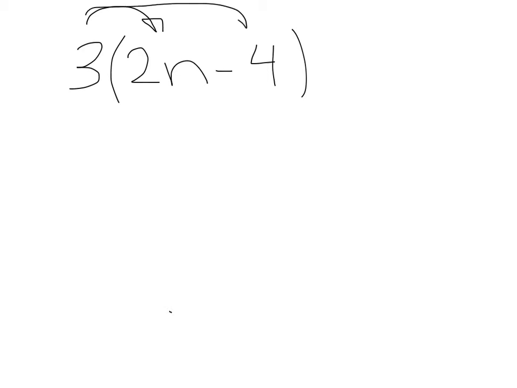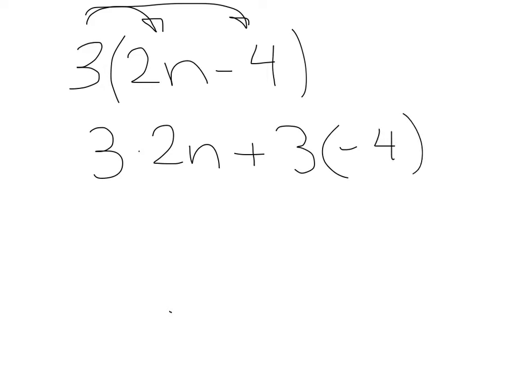So this is about solving equations and getting your signs right. If you have 3 sets of 2n minus 4, you should be thinking of that when you distribute as 3 sets of 2n, and that's why I'm writing a plus, 3 sets of negative 4.